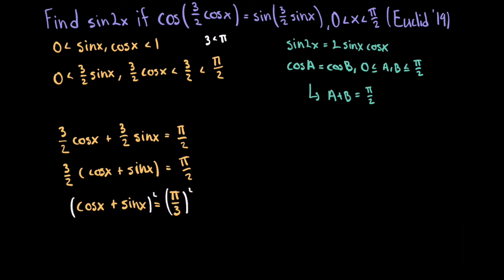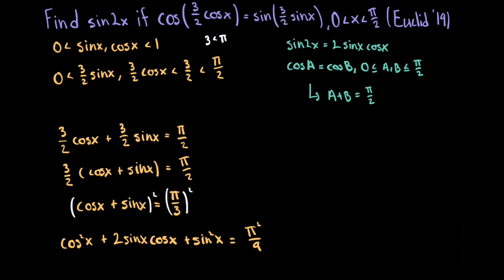So cosine x plus sine x squared is going to be cosine squared x, and then plus 2 times sine x cosine x plus sine squared x. And that's just equal to pi squared over 9. And look at what we got here. We have 2 times sine x cosine x, which is exactly sine 2x. And even better, we have cosine squared x plus sine squared x. Well, from before, that's the Pythagorean identity, and we know that this sum is just equal to 1, so we could write that now.